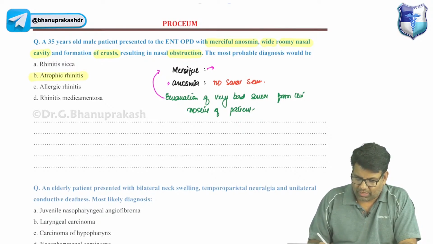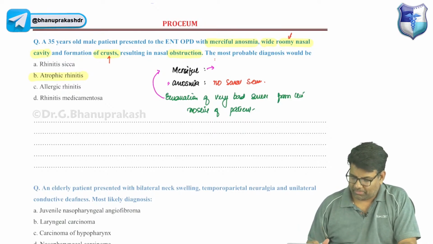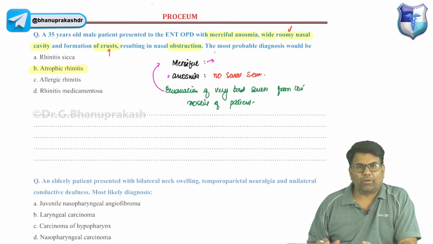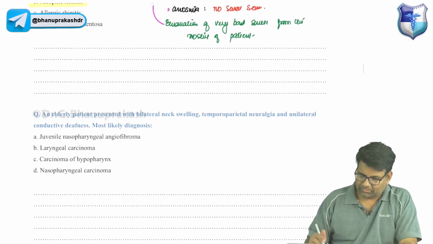There is formation of crust within the nose. The nasal cavity is very wide. We call it roomy nasal cavity. And of course, the classical merciful anosmia. So this is atrophic rhinitis. So this is merciful anosmia.